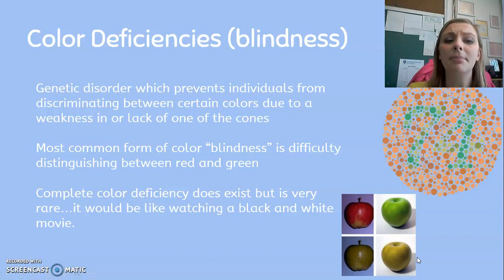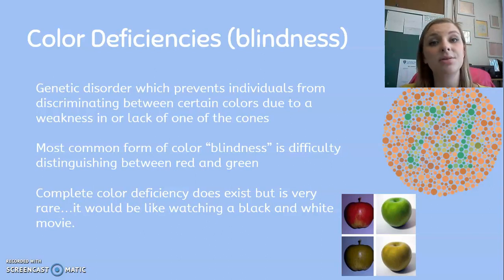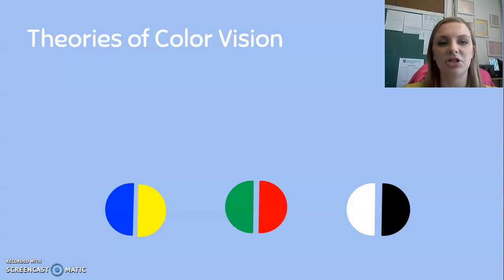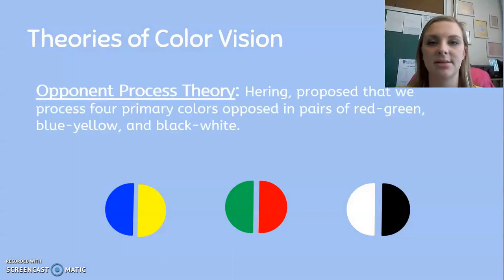Complete color deficiency does exist. So you'd see in monochromatic, like watching a black and white movie. However, it's very rare. So it's not something that happens very often. This is more common in males than it is in females, so it's pretty rare to have females be colorblind.